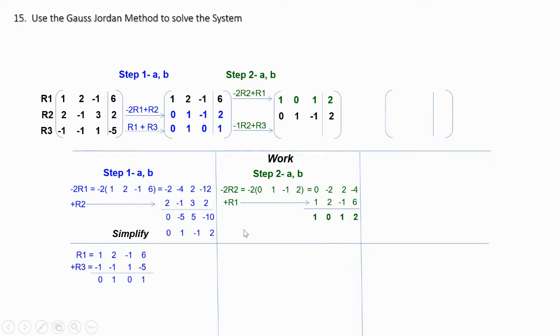Now for the second part, -1 row 2, I multiply -1 times every number in row 2, which will give us 0, -1, 1, -2. Then I'm going to add it to row 3. Row 3 will be 0, 1, 0, 1. After I execute the operation, it's going to give me 0, 0, 1, -1. So that's my new row 3.